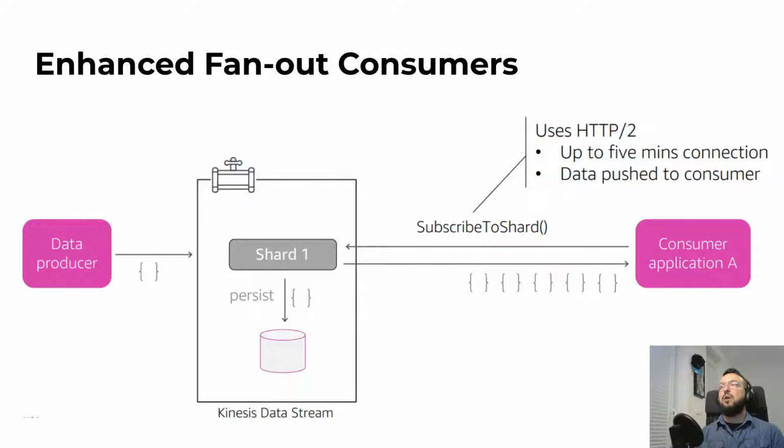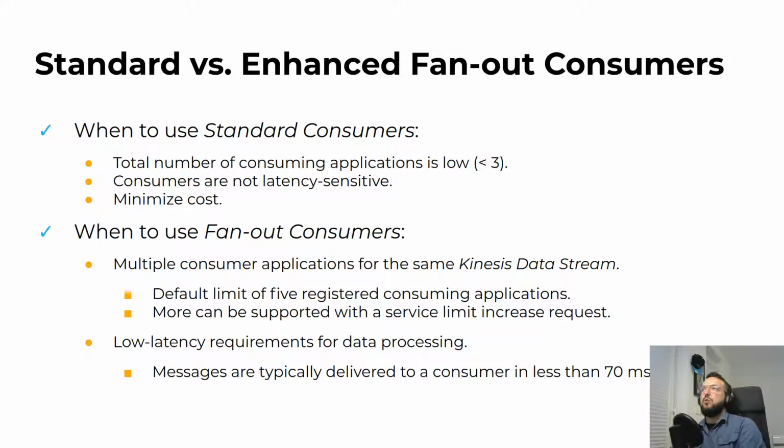And you may ask, okay, so we've got two different types of consumers, so when should we use which type of consumer? It is useful to use standard consumers when the total number of consuming applications is low, so fewer than 3 consuming applications, and consumers are not latency sensitive, because thanks to polling, you will be limited by this polling mechanism when it comes to latency. Additionally, standard consumers are also cheaper, so if you would like to minimize costs, that would be the way to go. If you would like to have low latency, or you would like to have full throughput capability for your shards, then it will be necessary to use fan-out consumers.